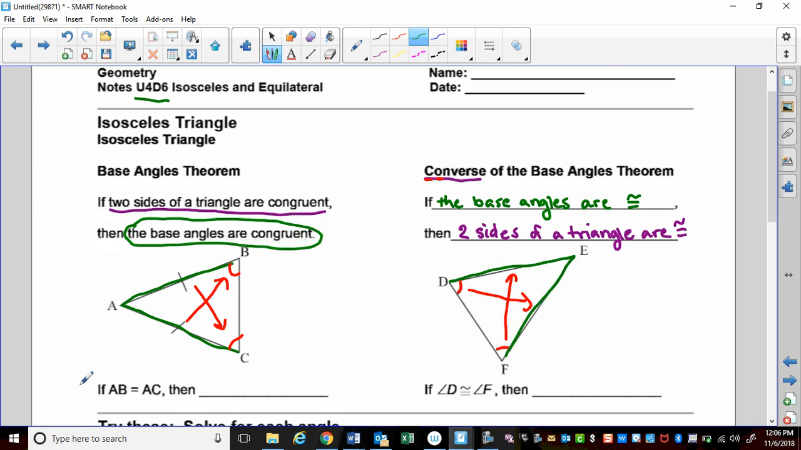And you guys can finish this. If AB is equal to AC, then angle B is equal to angle C.